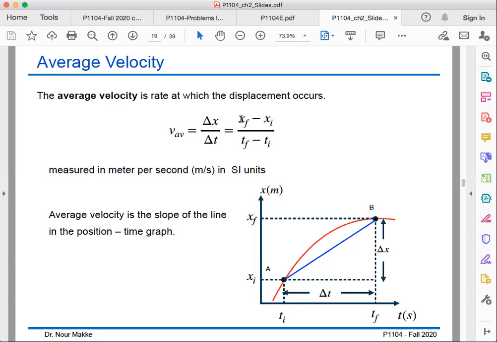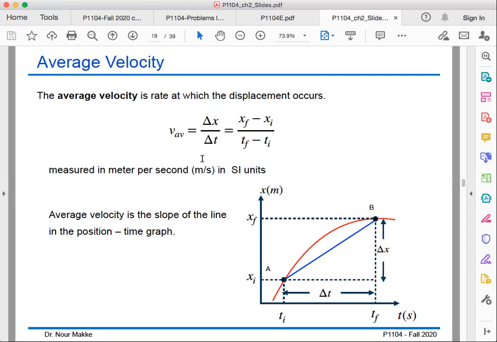Don't forget that the position, x initial and x final, are vectors. Delta x is a vector as well, and v average is a vector. So v average shows the rate at which displacement is occurring and in which direction as well, because it has a direction component as a vector. Of course, as you can see, it's measured in meters per second, because you have in the numerator a meter and in the denominator seconds from the definition, and so its unit is meters per second.